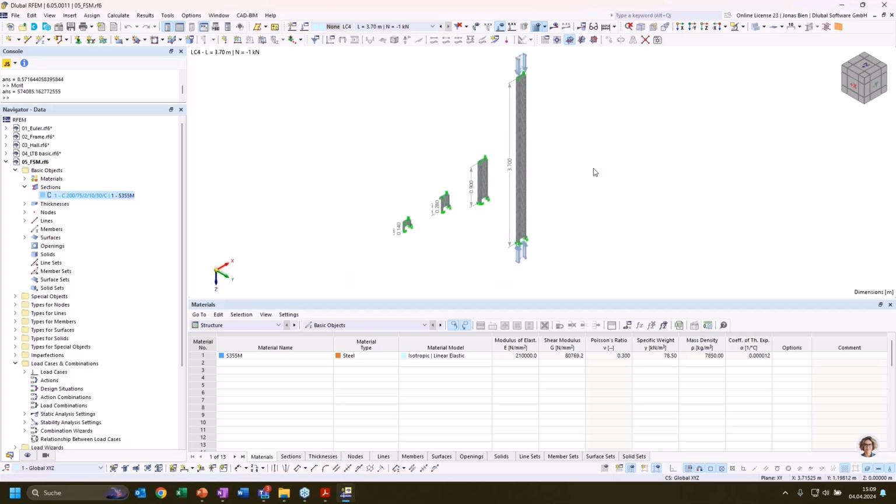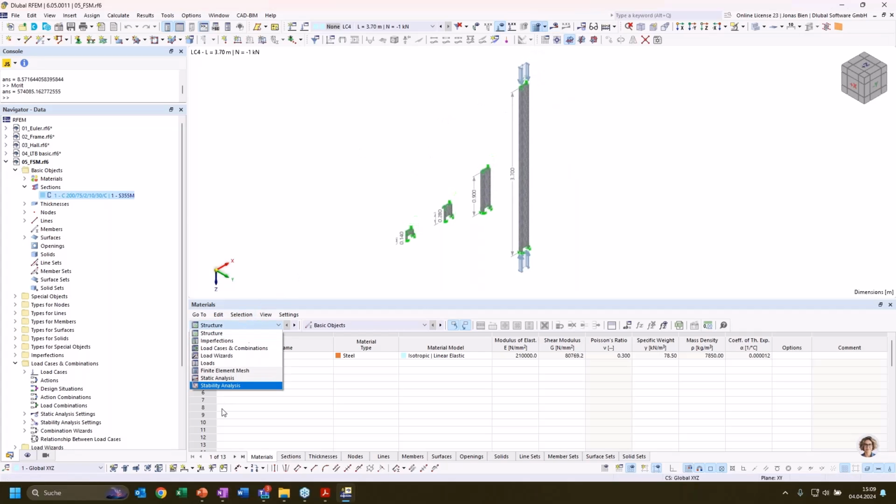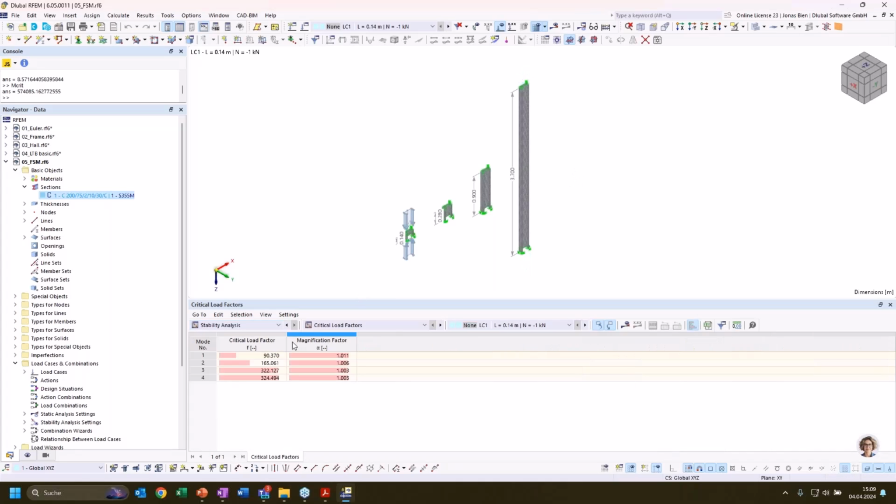So as in the first step, that should resemble the Euler case. So I have a beam with a certain length and I apply uniform pressure on it. But in this case, of course, I have a monosymmetric cross section, which is very thin. So let's check out the results. What do I get from such a stability analysis?